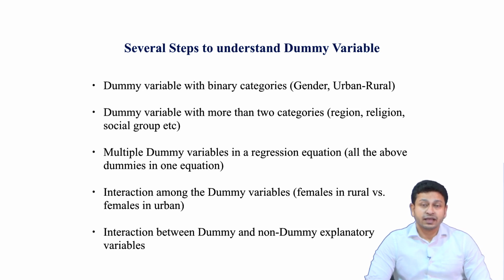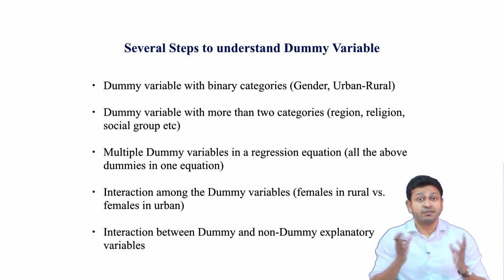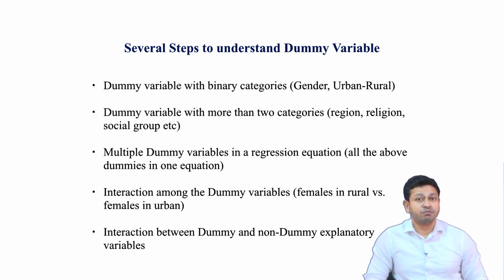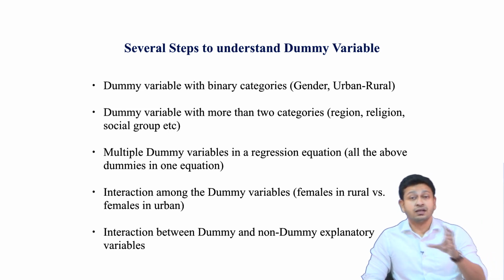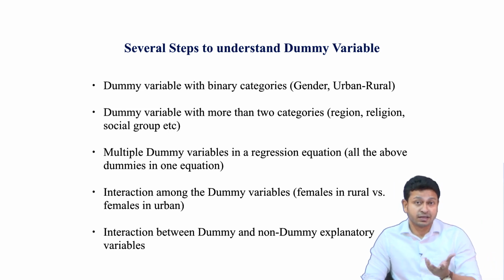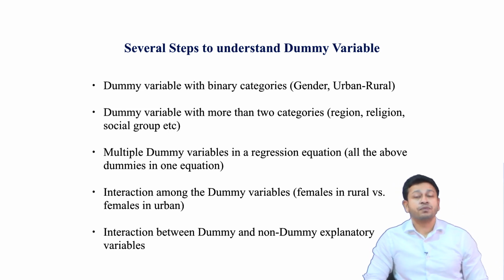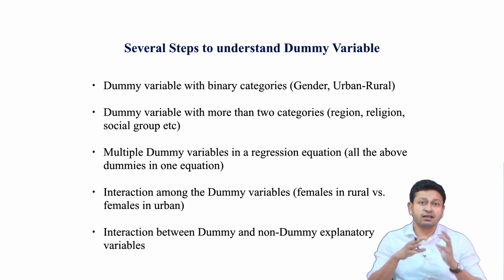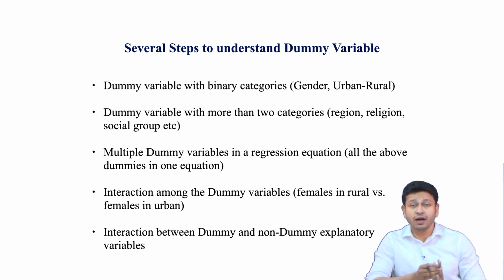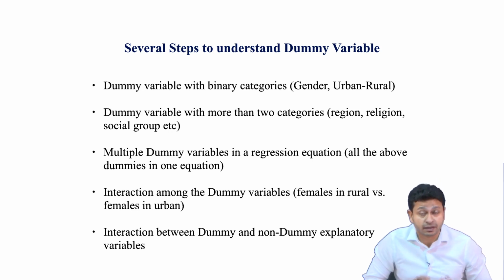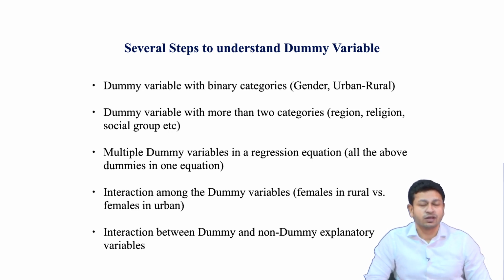You can also think of people living in different regions. Some people can live in the western part of India, some in the southern part, some in the middle of India, some in the eastern part, and some in the northern part. All these regional aspects can influence your outcome, whatever outcome variable you have.